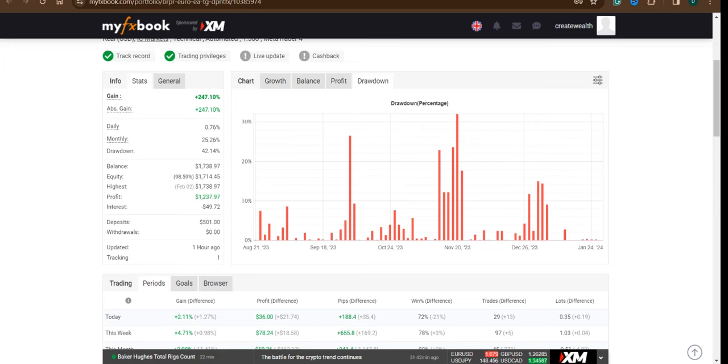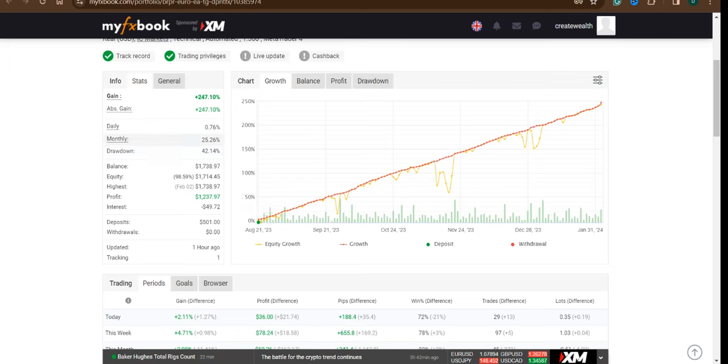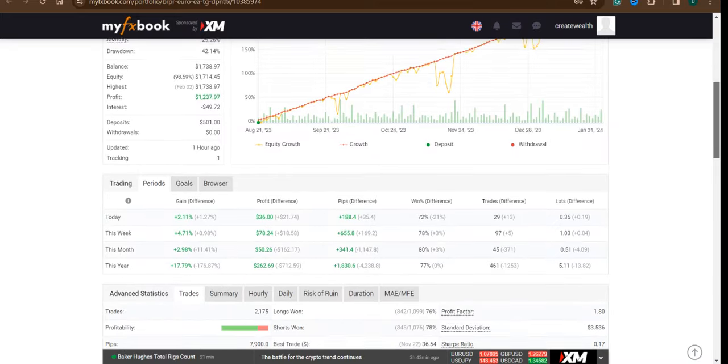As I said, the minimum recommendation is 1000 plus. 1000 is the minimum, and if you can do 1200 to 1500, that would be ideal for 0.01 lot size as a default, as per the setting that we are using. Okay, and since we started with 501, probably this drawdown has increased a bit, but this is the figure in front of you. Okay, so the monthly is 25.26%. The maximum drawdown went up to 42.14%.